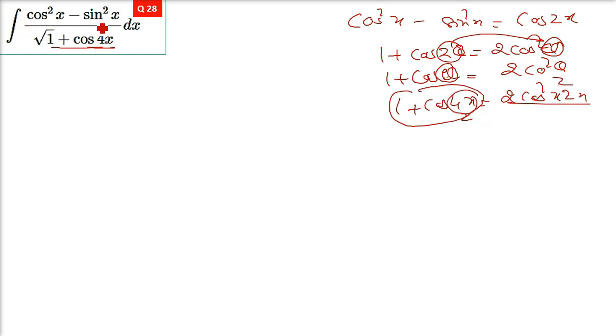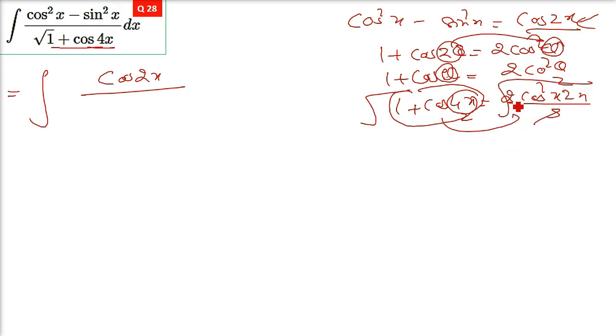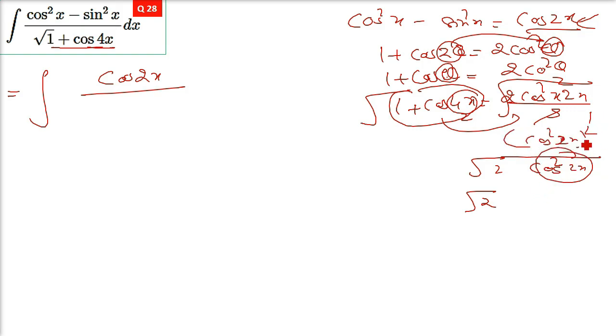Cos square x minus sin square x is cos 2x. This is cos 2x, and this is 2 cos square 2x. Now write it here. The numerator is cos 2x, and in the denominator we have under root 2 cos square 2x. Let us do it here only. When we take the under root, you can separate them: under root 2 into under root cos square 2x. Under root 2 will remain like that. Under root cos square 2x will be equal to cos 2x. So we have cos 2x in the denominator.